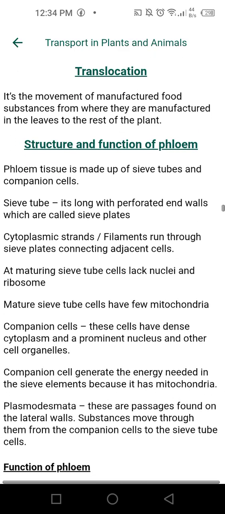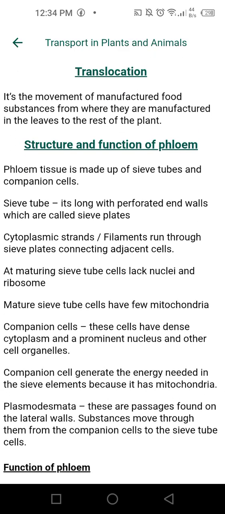Translocation. It's the movement of manufactured food substances from where they are manufactured in the leaves to the rest of the plant. Structure and function of phloem. Phloem tissue is made up of sieve tubes and companion cells. Sieve tube. It's long, with perforated end walls which are called sieve plates. Cytoplasmic strands, filaments, run through sieve plates connecting adjacent cells.